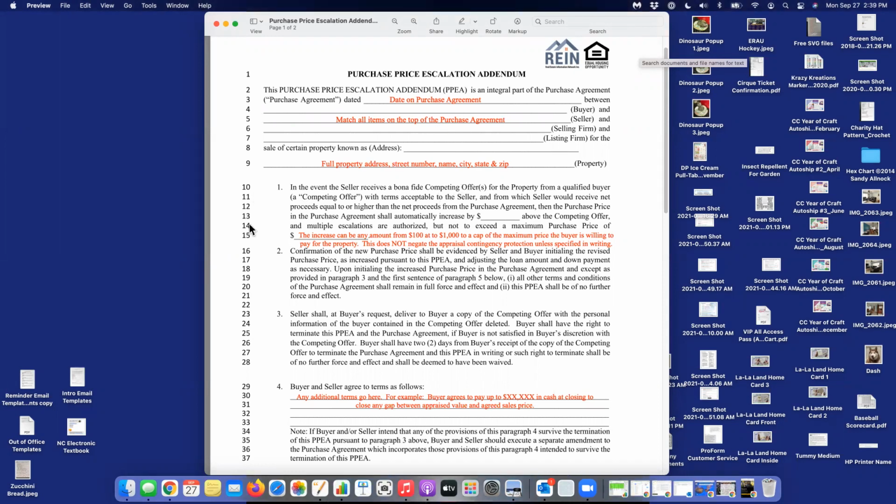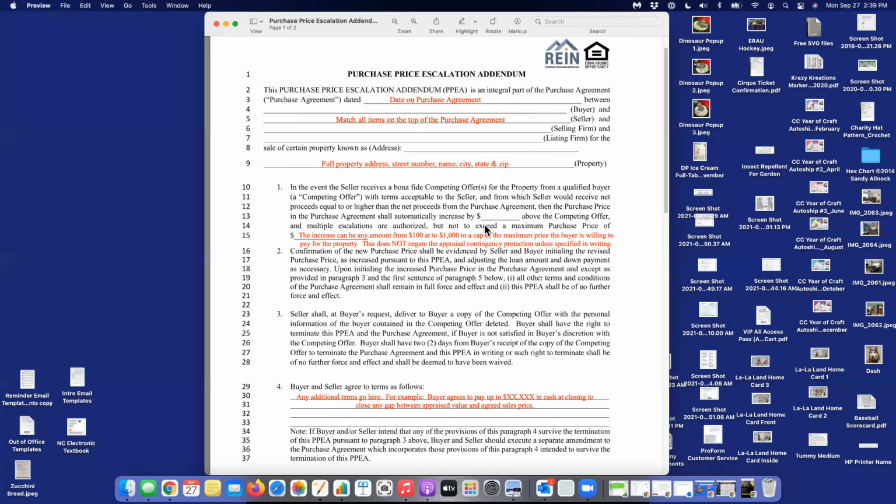And then this describes the escalation. In the event the seller receives a bona fide competing offer with terms acceptable to the seller, then this purchase agreement shall automatically increase by, and again, you're going to put whatever amount that is. The increase can be any amount from $100 to $1,000. There is no rule of thumb here. I just used $500 as a round example. So even if you're doing $100, up to an additional $1,000 total, that's fine.